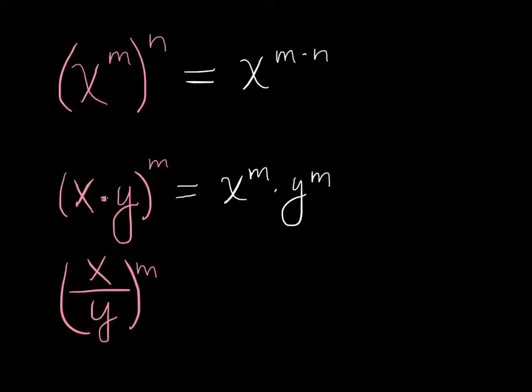And the same rule applies here if I have division, and then I have an exponent and there's parentheses around it. I have parentheses, everything is raised to the m power. So this is going to be x to the m over y to the m. And don't forget all of the other rules that we've already looked at, and they're in my videos, Rules of Exponents and Rules of Exponents 2.